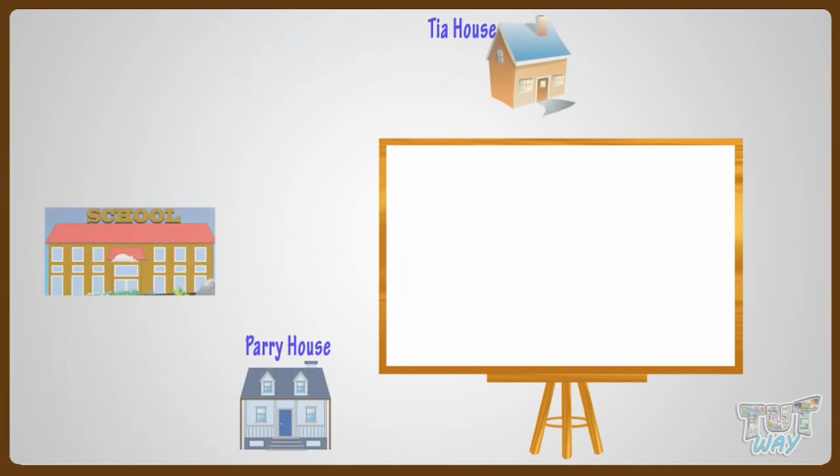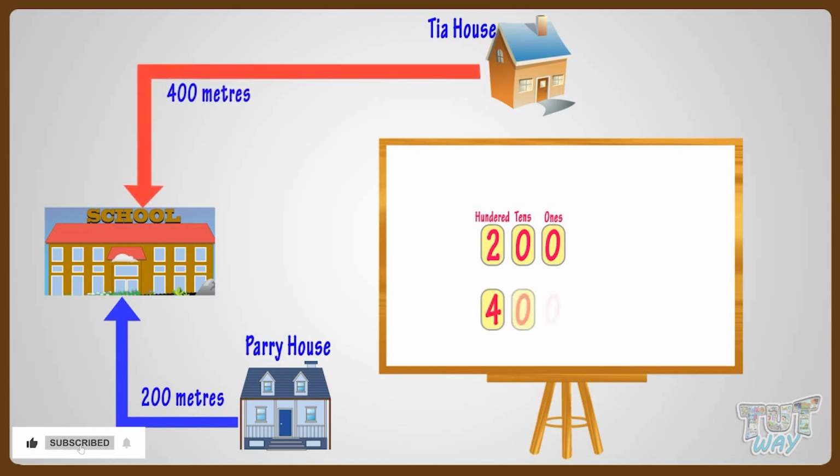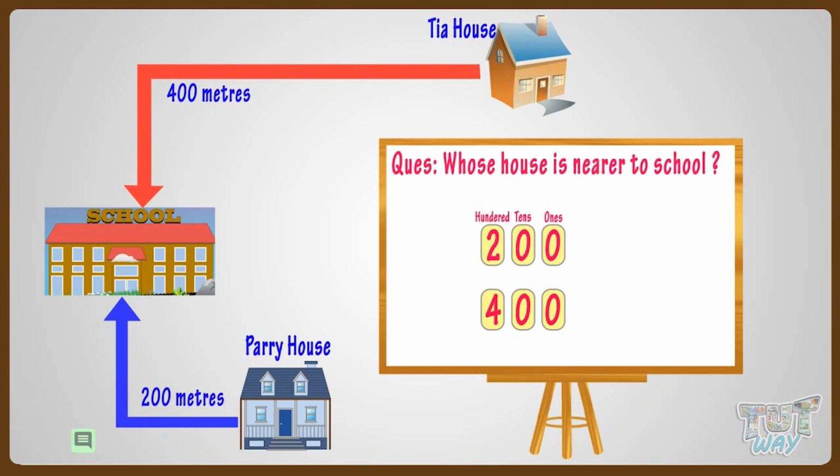Let's take another example. Perry's house is 200 meters away from school, and Tia's house is 400 meters away from school. Then, whose house is nearer to school? Kids, let me help you compare the numbers. Both the numbers 200 and 400 are 3-digit numbers.